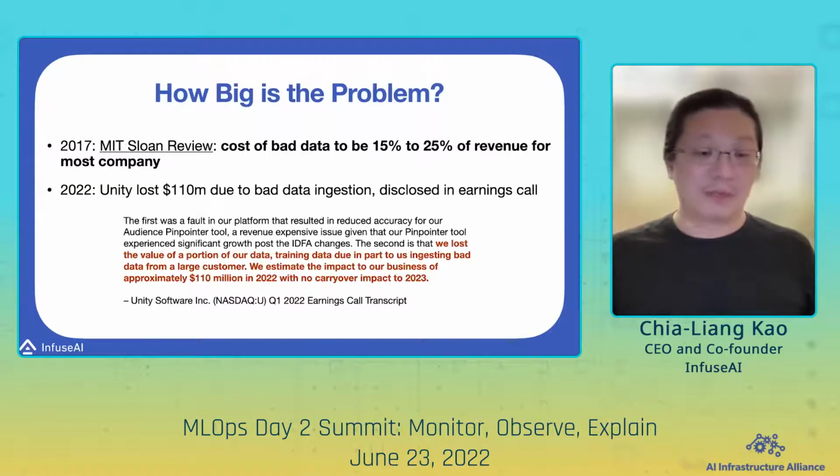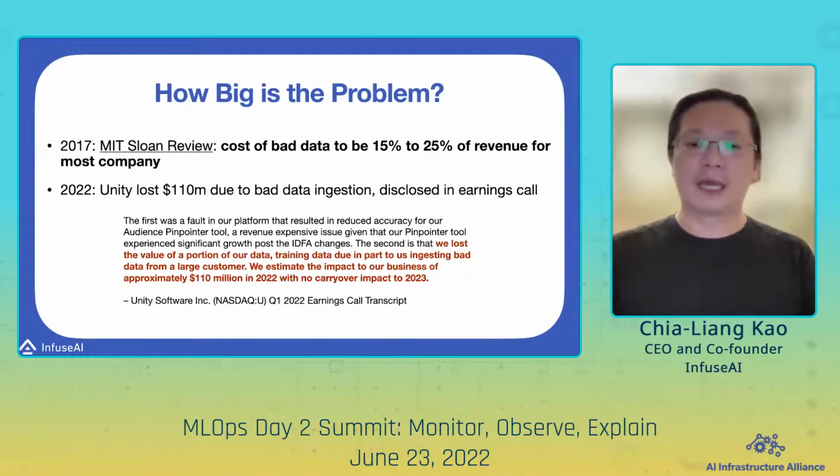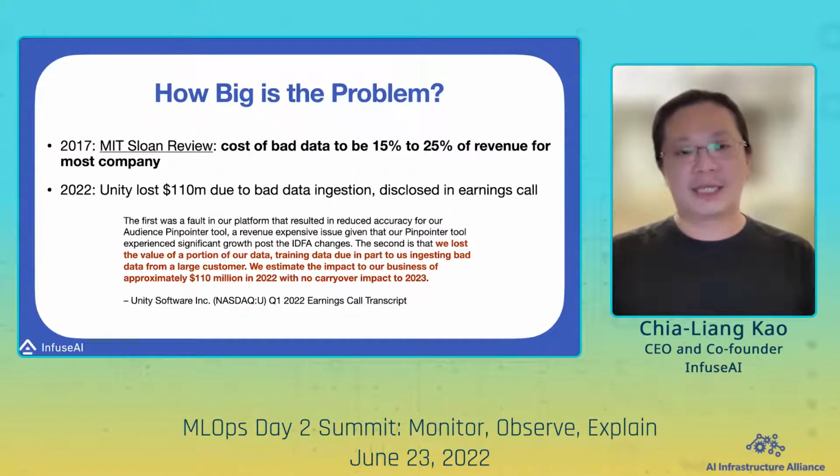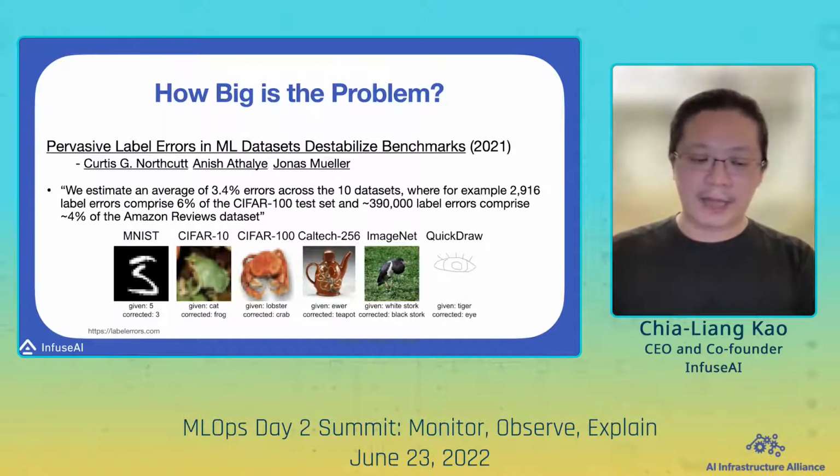And just how big is this problem? In an MIT Sloan Review article, they estimated the cost of bad data to be between 15 to 25% of revenue for most companies. And just last quarter, Unity, traded on NASDAQ, reported that bad data ingestion would cost them 110 million. There's also research showing that most of the commonly used foundation models, which are now the foundation for our machine learning use cases, have quite some errors in the data sets used for benchmarks. So now you have to correct this data alongside correcting your own data.